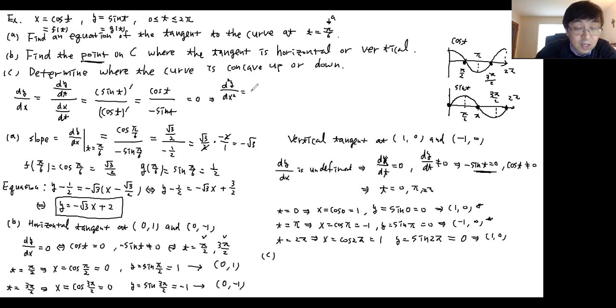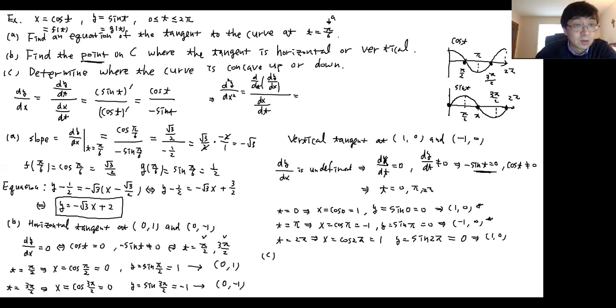You can find the second derivative. What is the second derivative? d/dt of the first derivative: d²y/dx² is the derivative of dy/dx with respect to t, divided by dx/dt. It's the definition. So what's the first one? dy/dx is negative cosine of t over sine of t.